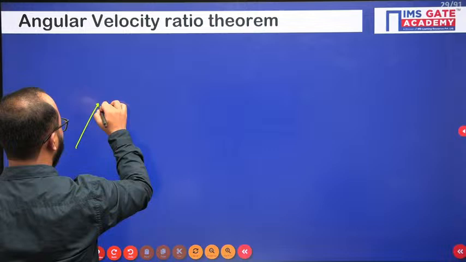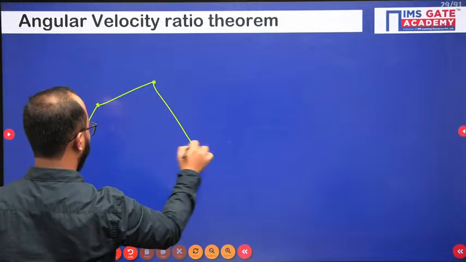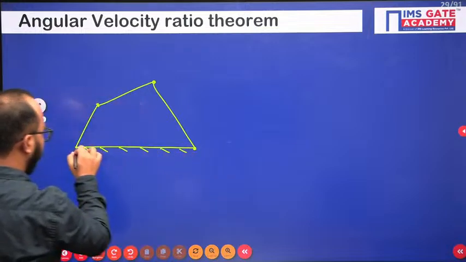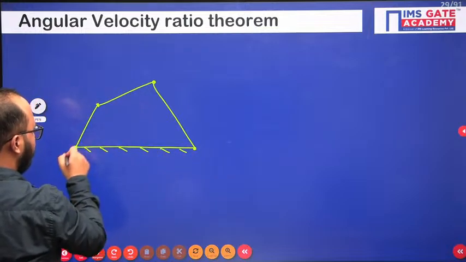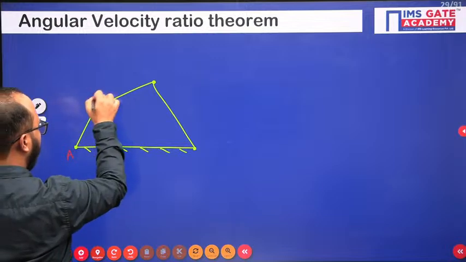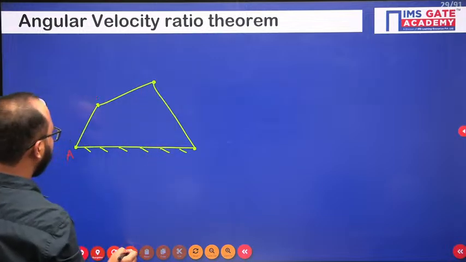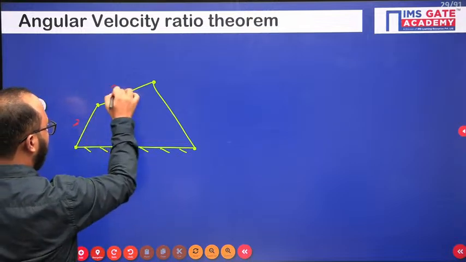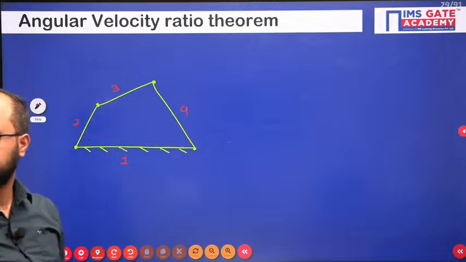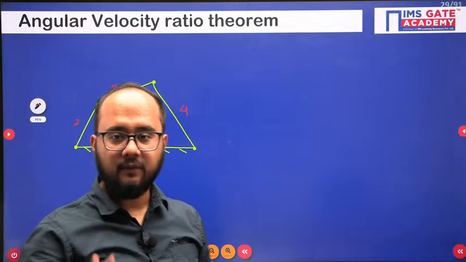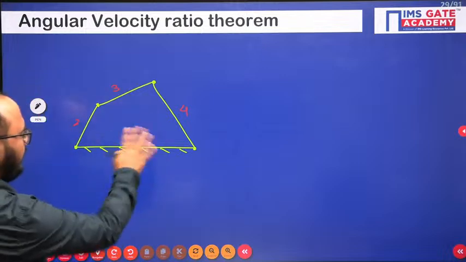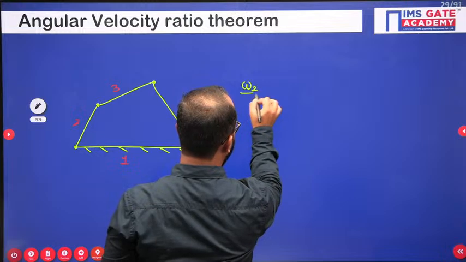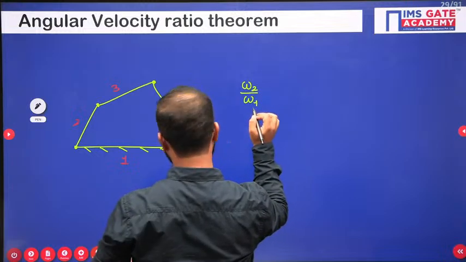So let me just draw one four-bar mechanism. So this is A, B, C. Better I will mention the links as 1, 2, 3, then it will be clear. 1, 2, 3, and this is link number 4. Now please understand everyone, these are links 1, 2, 3, 4. I want to write the angular velocity ratio. Let's suppose I want to write omega 2 by omega 1. Let's suppose omega 2 by omega 3.